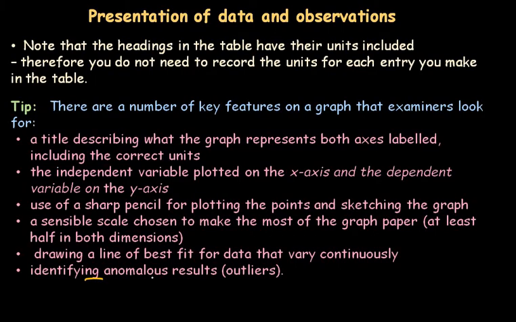Next, identifying an anomalous result. An anomalous or outlier result is one which doesn't fit our best fit line. So we can circle our anomalous result to show that it is an anomaly.